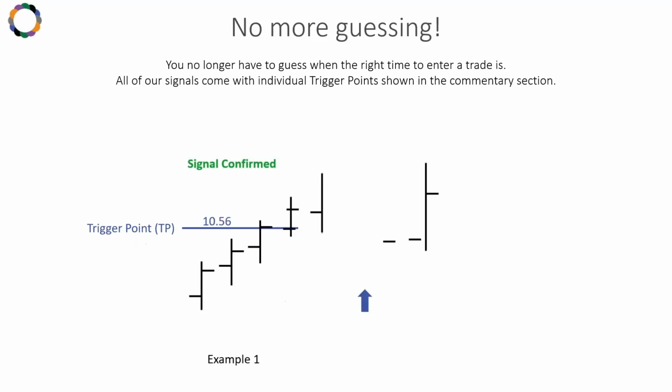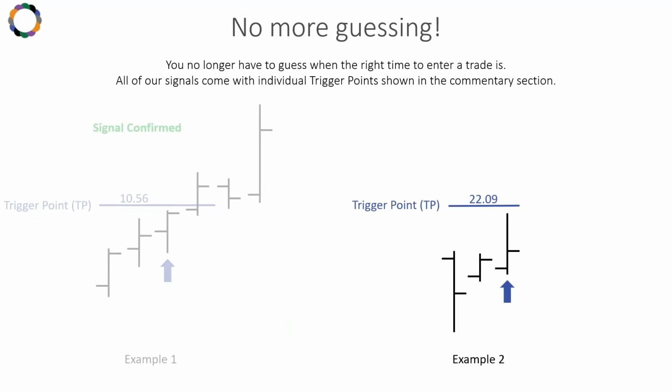Now, trigger points also work the opposite way. For my second example, I want you to pay close attention to the high of the signal bar. You can see our trigger point is 2209, and it's slightly higher than the bar's high. Watch when I move forward in time. We can see that although price did take out the high of the signal bar, it did not take out the trigger point. So the signal is not confirmed, and we see price fall.